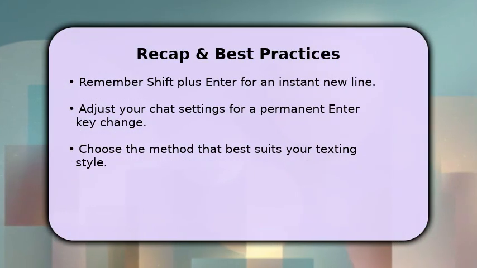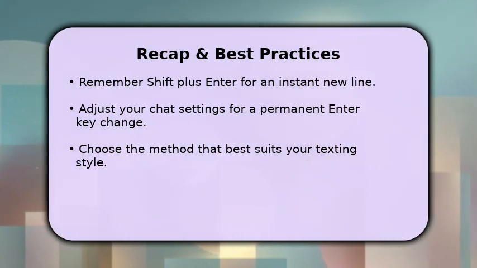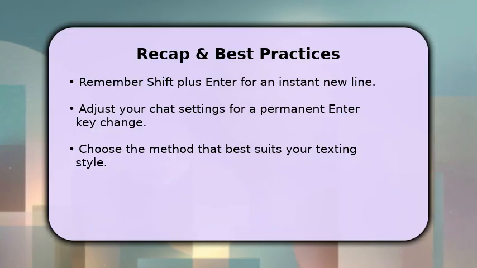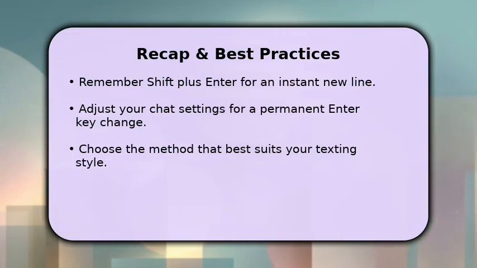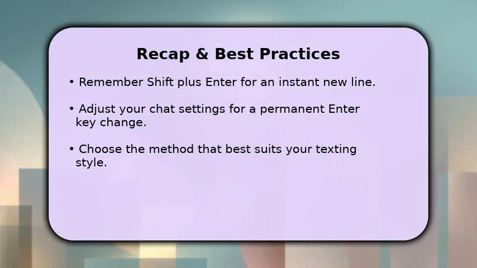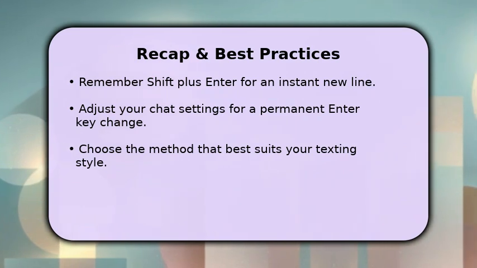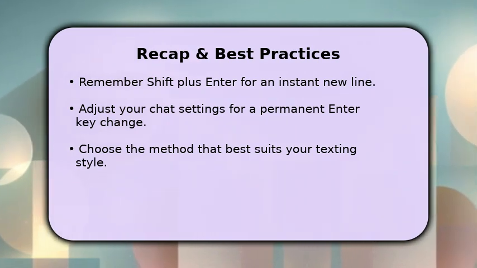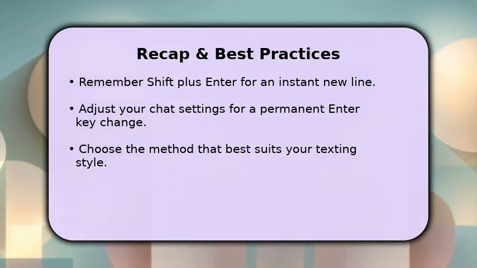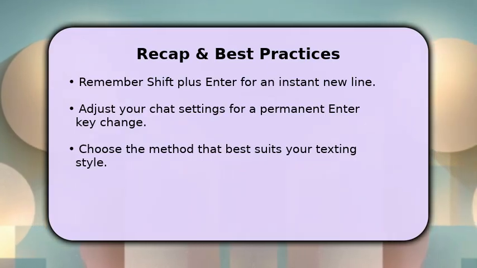To quickly recap, you have two primary ways to add a new line in WhatsApp. First, the universal Shift plus Enter shortcut works across devices. Second, you can modify your chat settings to make the Enter key function as a new line creator. Experiment with both options to discover which method enhances your messaging experience most effectively.